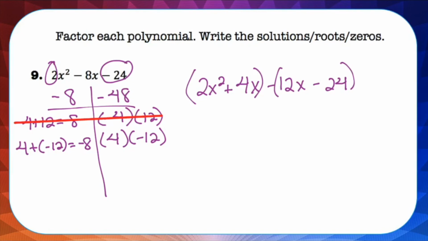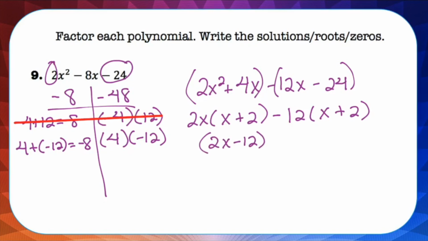So the left-hand side has more than just an x in common. It also has a 2. So 2x is your GCF, leaving you with x plus 2 inside, because 2x times x gives you back 2x squared, and 2x times 2 gives you back 4x. Then on the right-hand side, you also have a negative 12 in common. So negative 12 times x gives you negative 12x, and negative 12 times 2 gives you back negative 24.